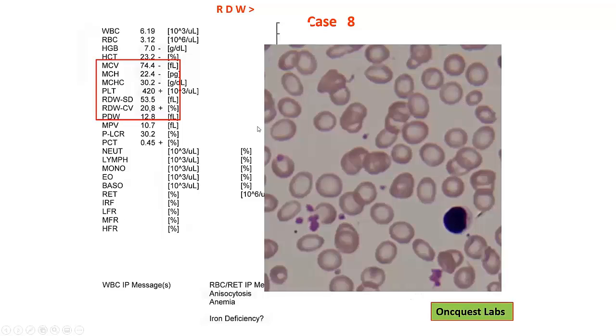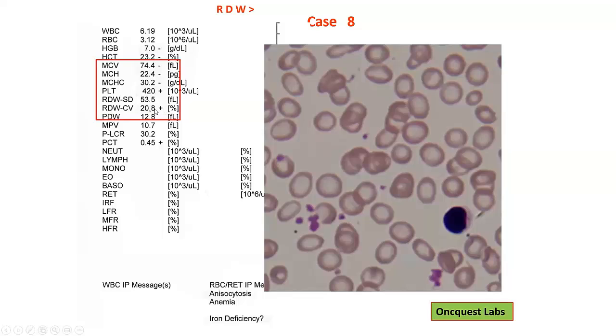Now this is a case of thalassemia trait. Why do we say thalassemia trait? No, sorry, this is a case of iron deficiency anemia, where again you find microcytic hypochromic picture, but you are not coming across target cells. Target cells are missing, nucleated RBCs are missing, platelets are increased, because some cases of iron deficiency are associated with thrombocytosis. And then you look at the RDW, CV is 20.8 or around about 21.